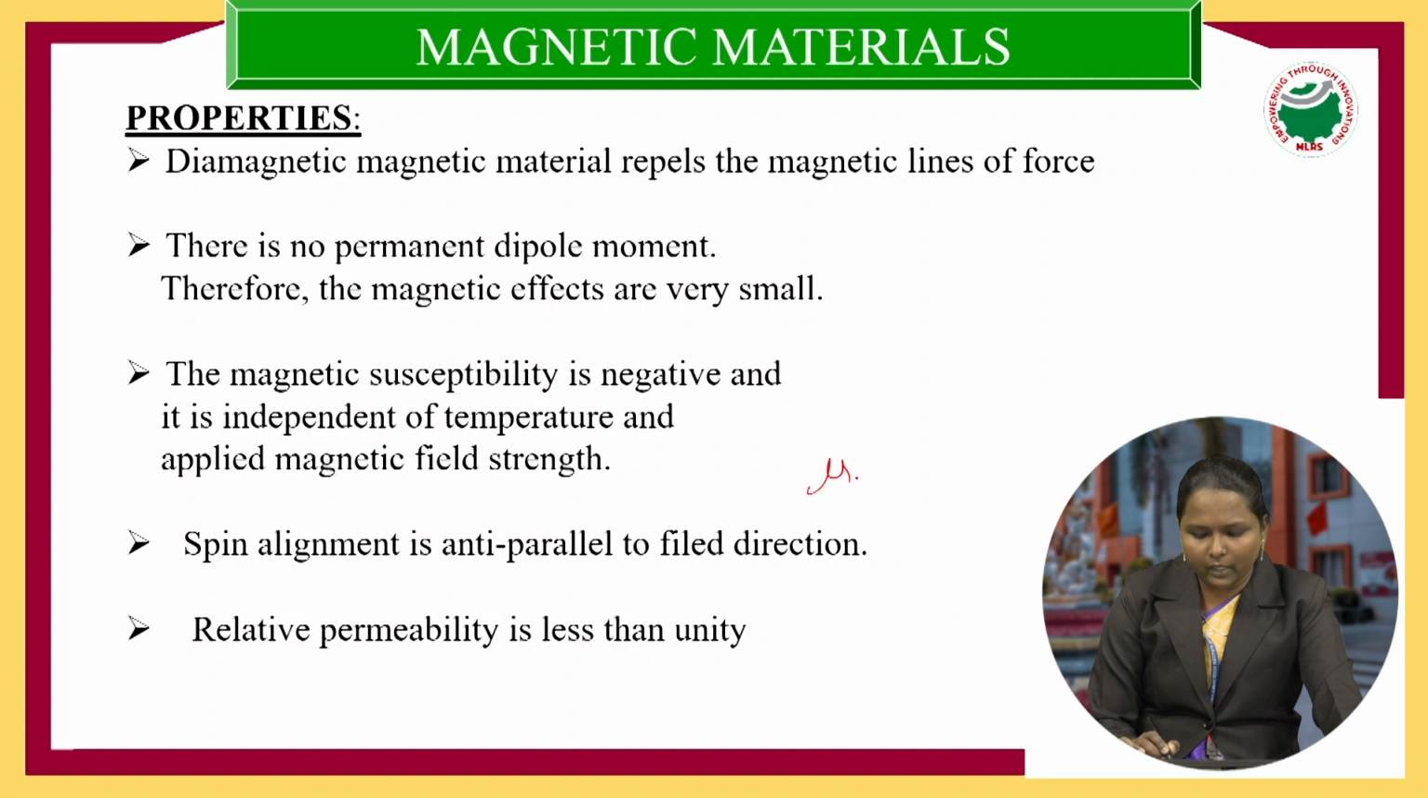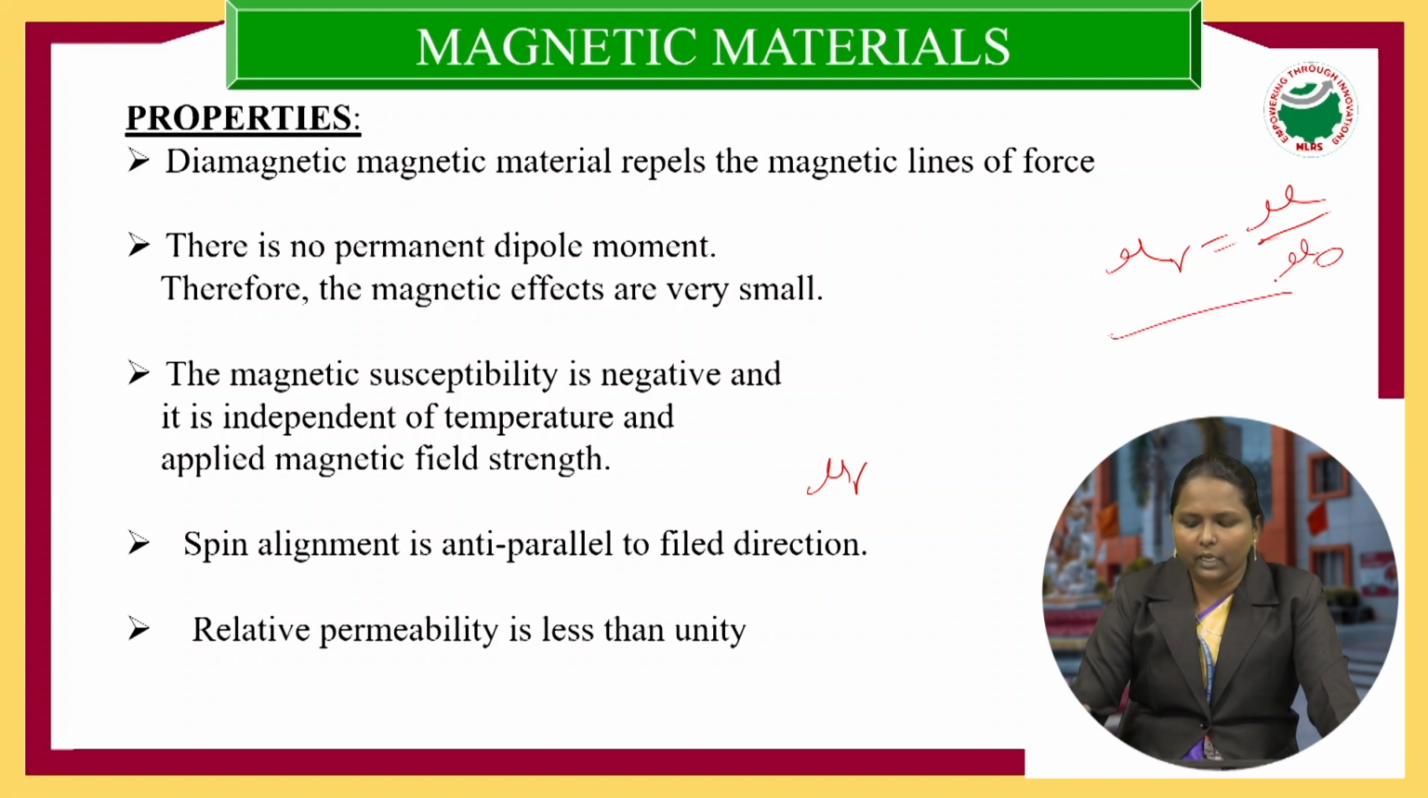Here you can write the permeability as mu r. So what is the permeability? Mu r is equal to the permeability of the material divided by the permeability of free space. So the relative permeability indicates the ratio between the permeability of the substance and the permeability of the vacuum or free space. Here the relative permeability value is less than unity, meaning less than 1.